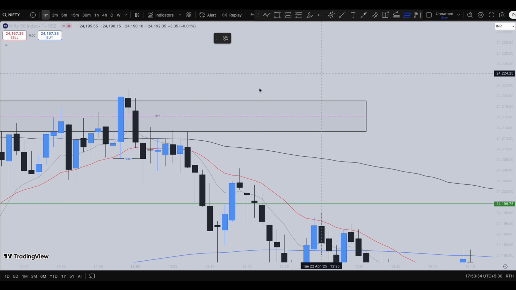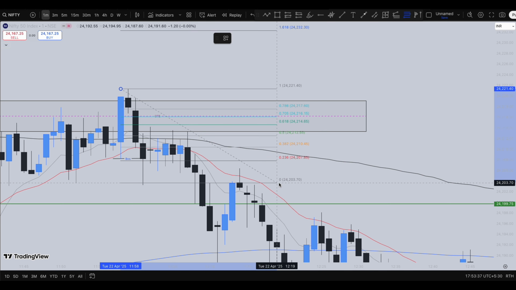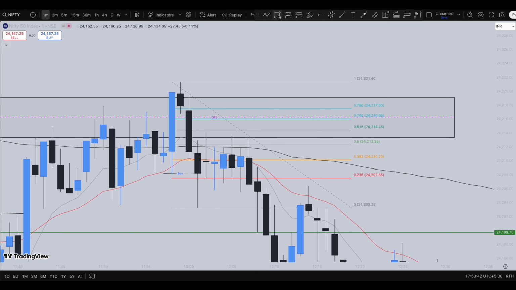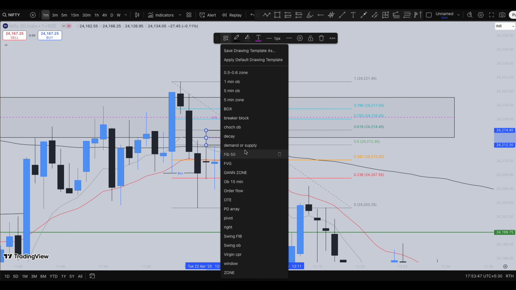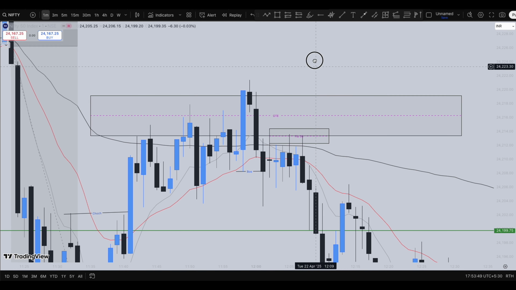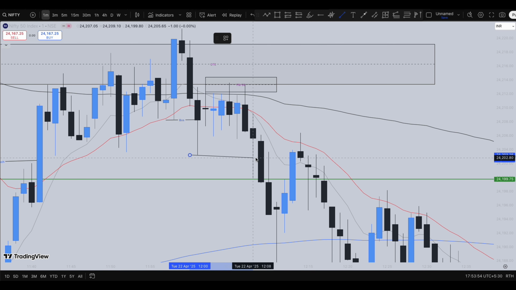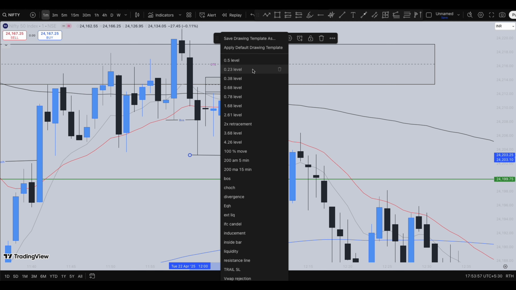After this break of structure, you could have plotted the 50 levels or the fair value gaps or any of that sort. You can see the market came and mitigated this fair value gap over here or the 50 levels. You can see this is the 50 levels where the market came and mitigated and clearly again broke structure towards the downside. You could have either entered. This is another break of structure, guys.